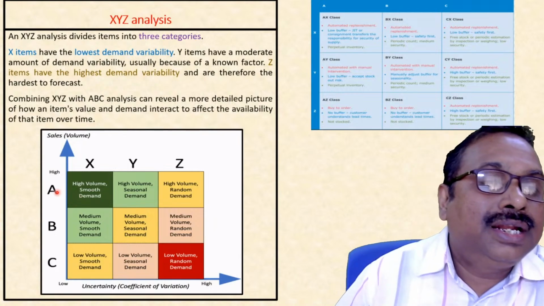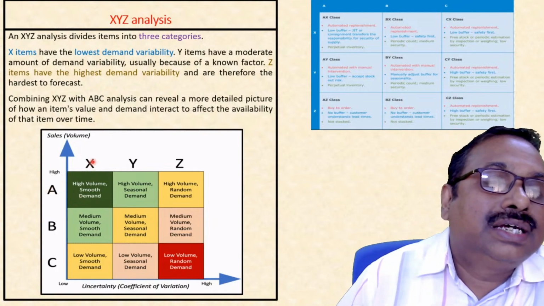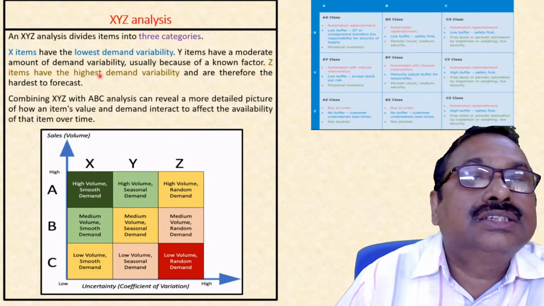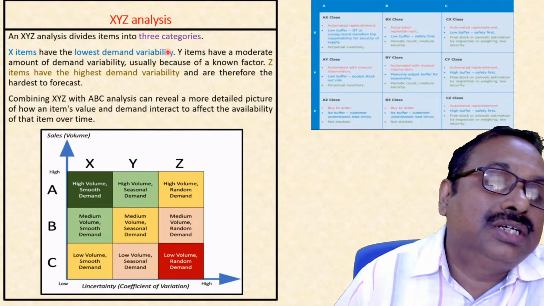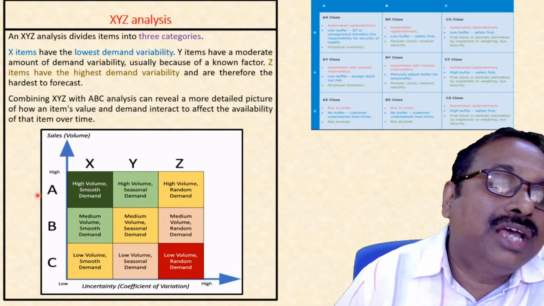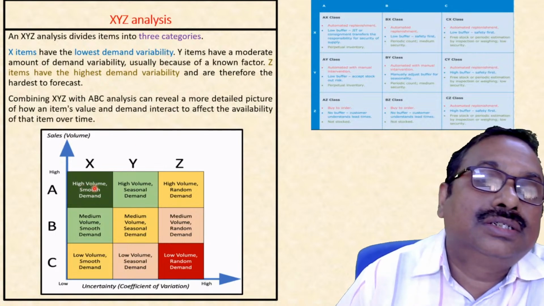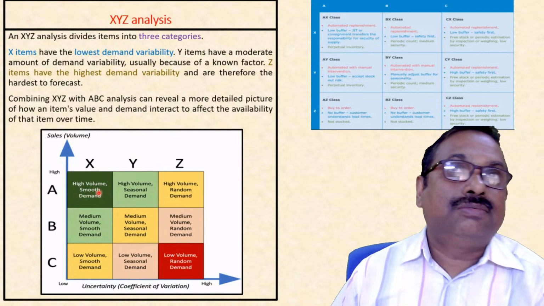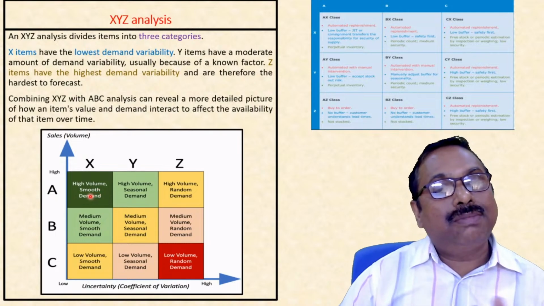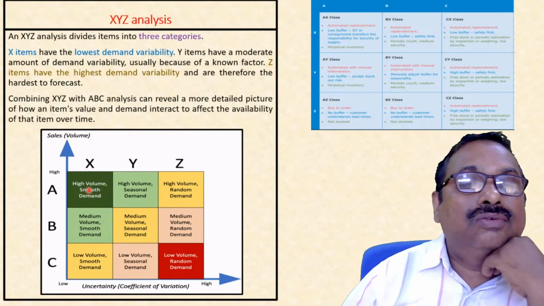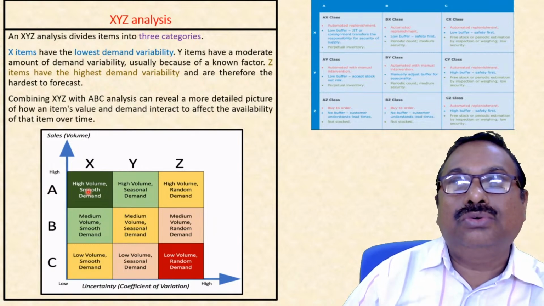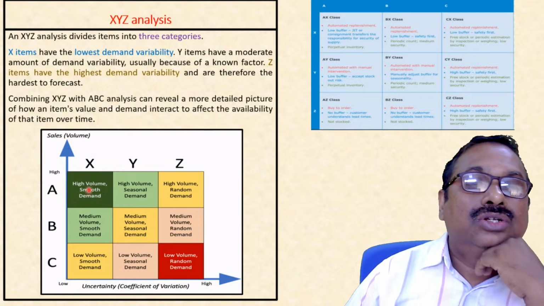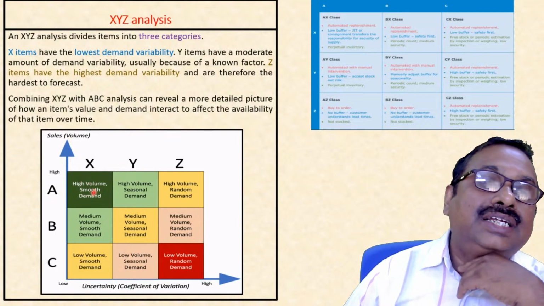So here in the AX matrix, we have high volume and smooth demand rate, because X means the lowest demand variability. So demand is smooth: high volume and a smooth rate. Here in AX, we can use just in time, because you know the demand pattern and these are of high value. You don't want to keep much material, because we know the demand pattern. So we can apply JIT, just in time, here.